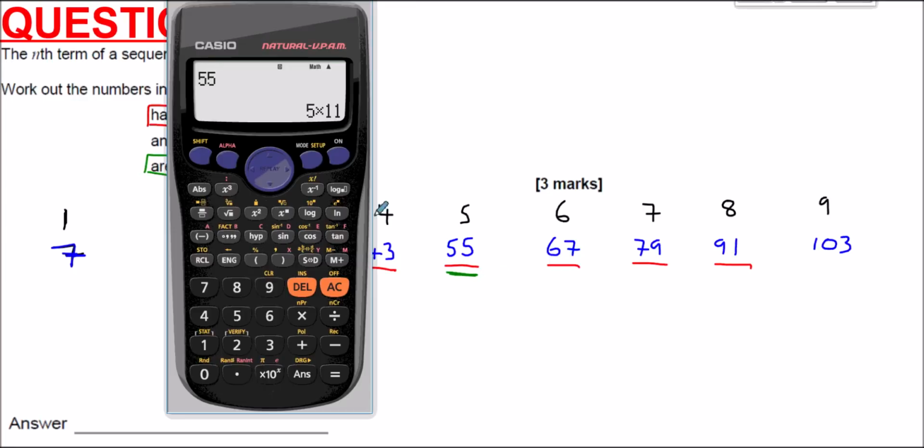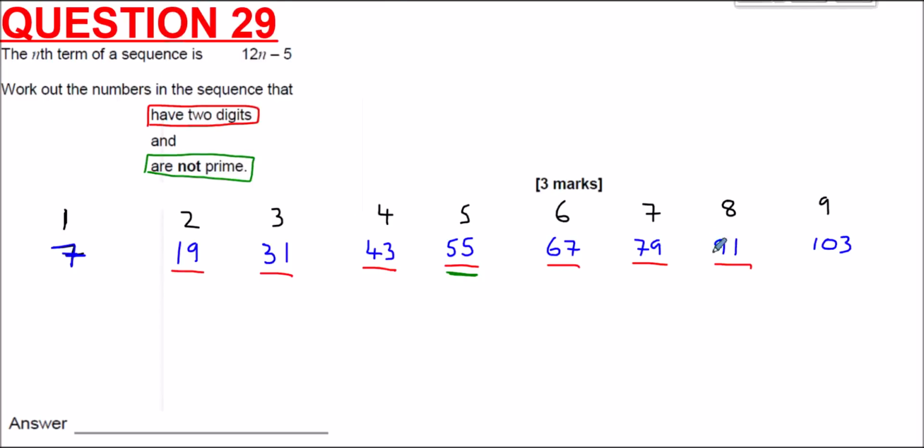How about 67? Looks prime to me, but if you're not sure, press 67 equals shift fact, 67's prime. Is 79 prime? Shift fact, 79 is prime. Is 91 prime? Press 91 then equals, and shift fact. 91 isn't prime, you see, because we can divide 91 by 7 and 13. And so the numbers that have 2 digits and aren't prime in this sequence are 55 and 91.